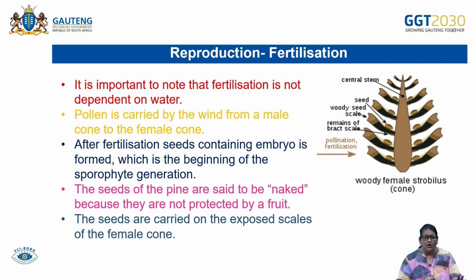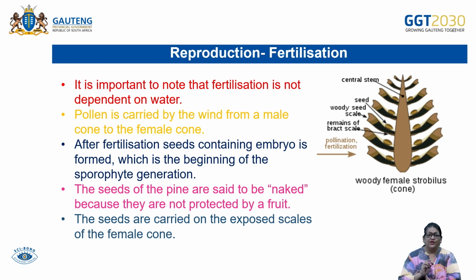So there's no need for water for fertilization in pine trees. We only need water for the moss plant and for the pteridophyte, the fern plant, but not for fertilization in the pine tree. Pollen is carried by the wind from a male cone to the female cone. After fertilization, the ovules become seeds. The seeds contain the embryo, and the embryo or the seed will germinate into the new pine tree, which is the sporophyte generation. The seeds of the pine are said to be naked because they are not protected by a fruit.